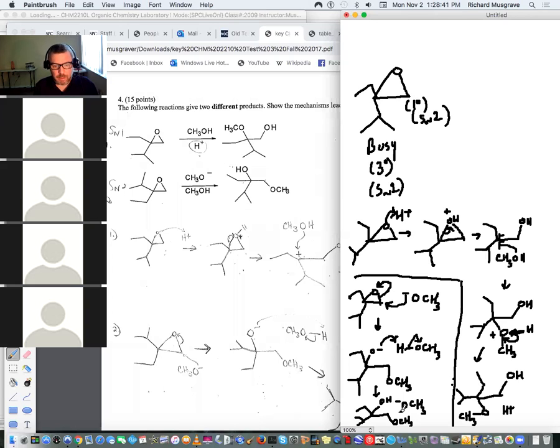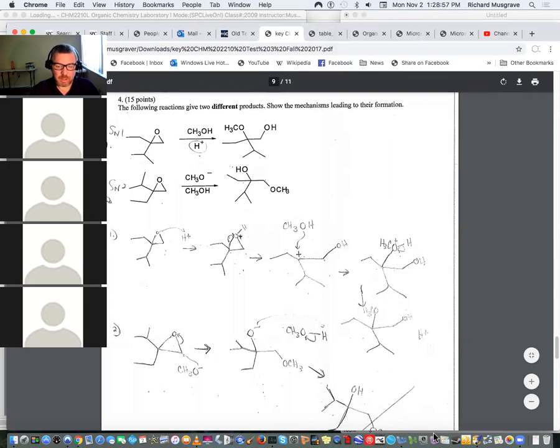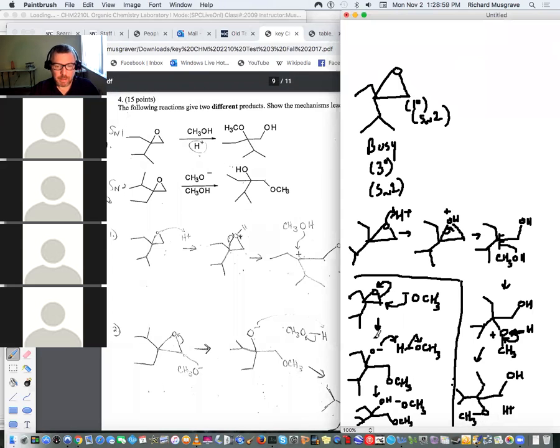And that's for the other one. As you can see, it's a lot simpler because you know how it's going to go because of where it's attacking. And you know where it's attacking because you already have the products in front of you, so you know where the OCH tree has ended up, and that's really the gist of it. Does anybody have any questions about number 4?